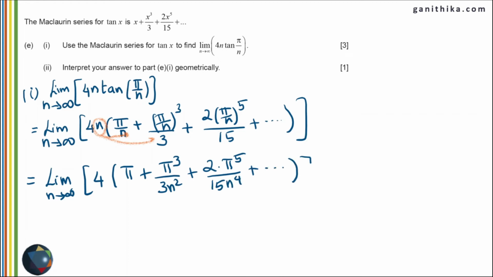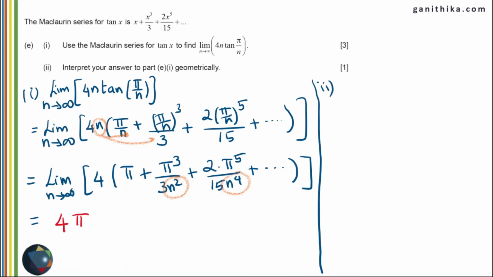So the multiplication is going to give you this expression. Now all these terms are having n in the denominator, and as n tends to infinity, these terms would become 0. Therefore, the final limit would be 4 pi. So this is your answer for E1. The value of this limit is 4 pi.